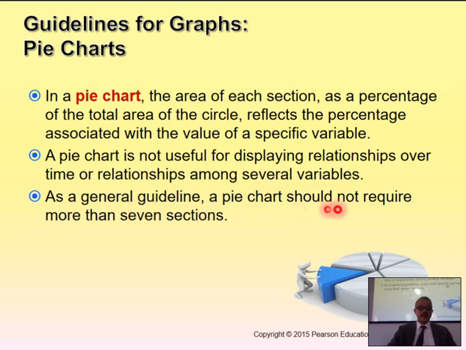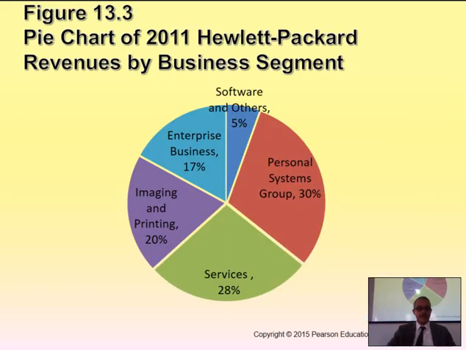General guidelines: a pie chart should not require more than 7 sections. So here you have 1, 2, 3, 4, 5, 6. You know, with more than 7, it becomes very small. So maybe it's better to put it on a bar chart. Maybe this is an example here. Excel will help you a lot in doing these charts. It tells you it's 20%, 28% services, personal systems. So if you ask people about their income, then you can distribute them into a pie chart.